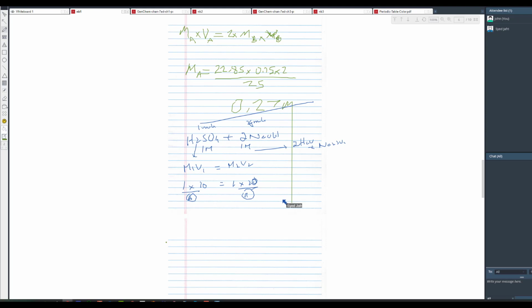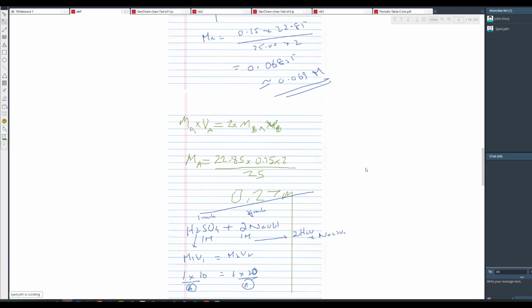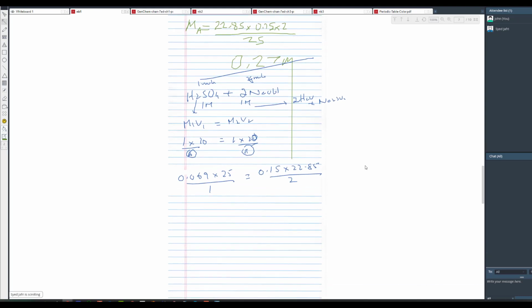22.85 times 0.15 divided by, okay, let's do the opposite way, whatever we did. Okay, what is the molarity we calculated? Roughly 0.069. Yes. After rounding, so a little bit of difference is going to be there. Let's take 0.069. Volume is how much? 25. Coefficient is what? 1. The other one is 0.15. Volume was 22.85. Coefficient was 2. Am I right? Yes. Now, both sides are equal or not? If both sides are not equal, it means we are wrong. 0.15 times 22.85. Yeah. We are right. I'm getting 1.725. A little bit of difference is possible because of rounding.